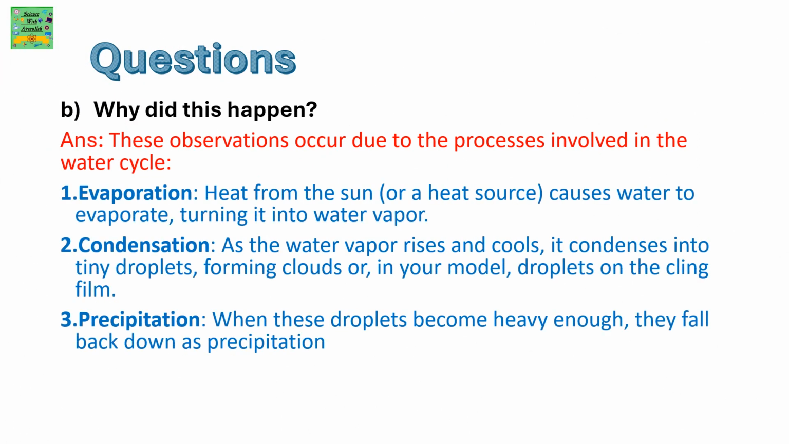Why did this happen? The observations occur due to the processes involved in the water cycle. Evaporation: the heat from the sun or the heat source causes the water to evaporate, turning it into water vapor. Condensation: as the water vapor rises and cools, it condenses into tiny droplets, forming clouds or, in your model, droplets on the cling film. Precipitation: when these droplets become heavy enough, they fall back as precipitation or rain.